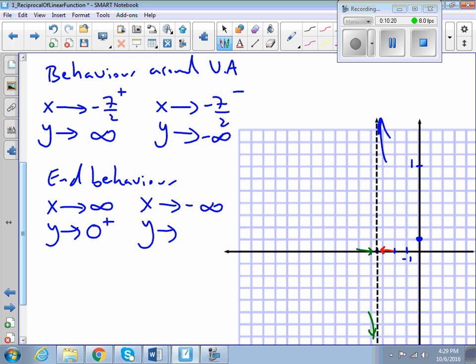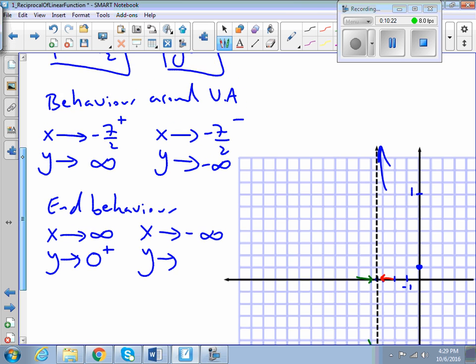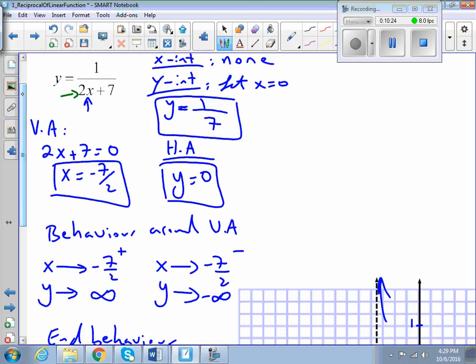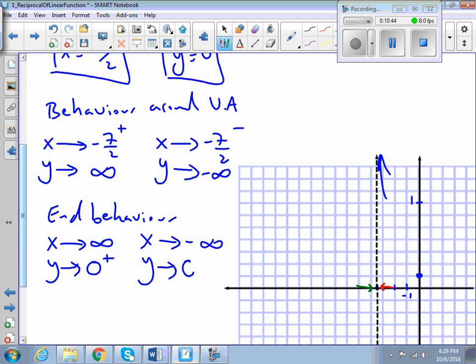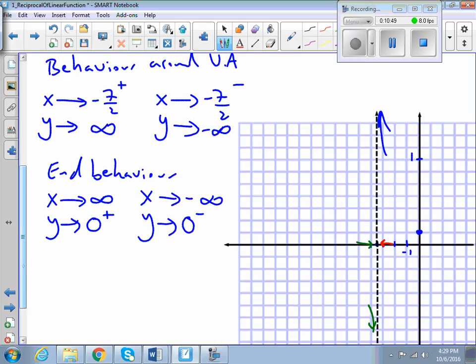Now, if x approaches negative infinity, that means subbing a very small number, let's say negative 1,000. 2 times negative 1,000 is negative 2,000, plus 7, that's still a negative number. You divide 1 by that, it's going to be a very small number close to 0, but the sign of it is negative, so it's less than 0. So that's why I'm going to put 0 and negative here. And I'm going to put that information on the graph.